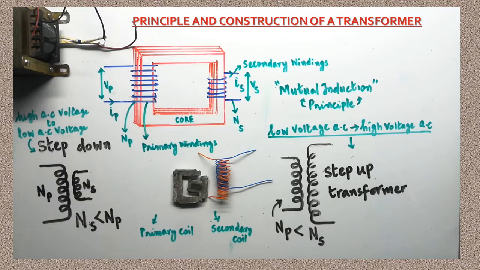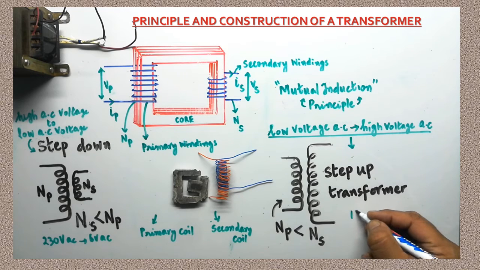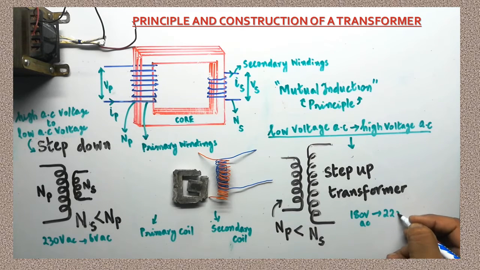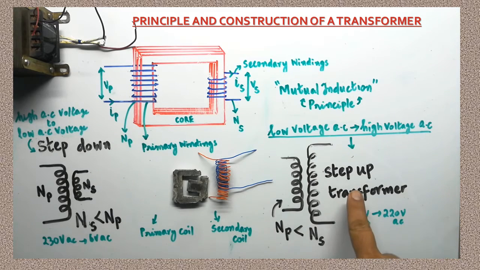For example, if you want to convert 230 volt AC into 6 volt AC, which kind of transformer must be used? A step down transformer must be used. If you want to convert 180 volt AC into 220 volt AC, which kind of transformer must be used? A step up transformer must be used. So depending on the need, we can use either a step up transformer or a step down transformer.